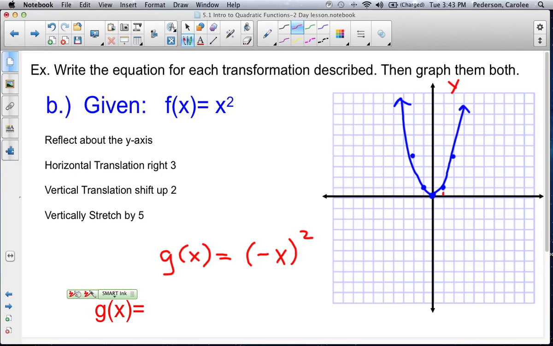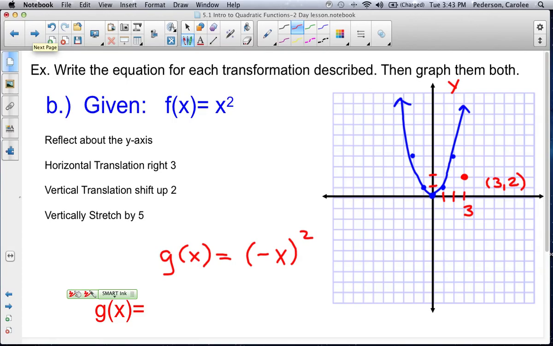So my vertex is moving right 3 units. And then it's translated up 3 units. Sorry, 2 units. So now this is my new vertex point. Over 3, up 2.